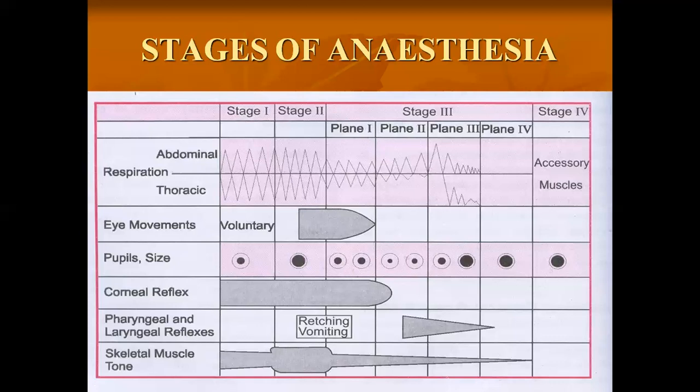Stage 4 is the stage of respiratory paralysis. This stage is characterized by severe depression of the vital medullary centers, leading to vasomotor collapse and respiratory arrest. Circulatory and respiratory support is a must. The stages described may differ considerably with the different anesthetic agents.